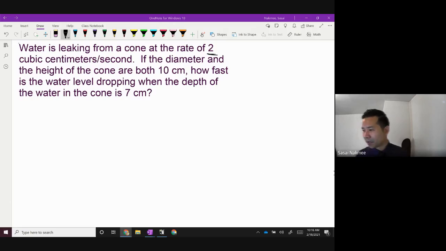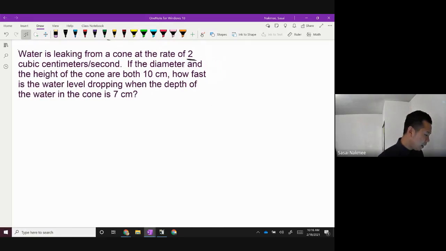Let's take a look at what we got here, okay? So we have here a cone that is leaking at a rate of 2 cubic centimeters per second. If the diameter and the height of the cone are both 10 centimeters, so the diameter and the height are equal to each other on this cone, how fast is the water level dropping when the depth of the water is 7 centimeters, right? So there's a bunch of information here.